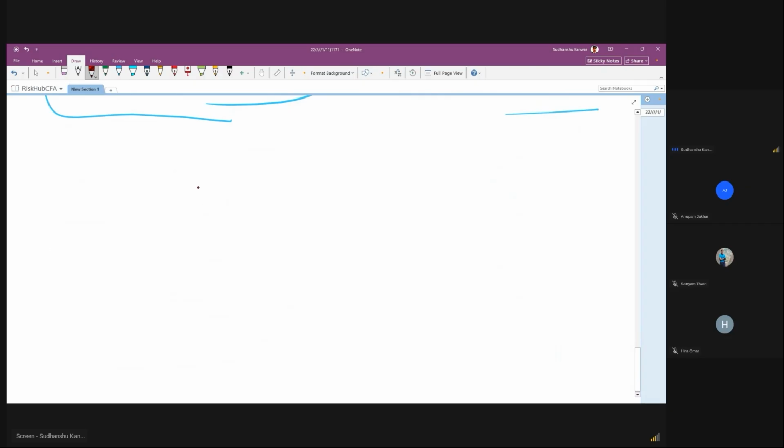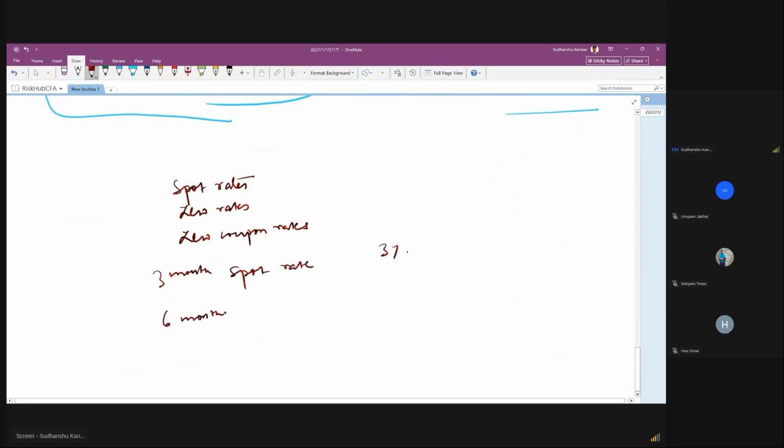Basically, in the real world, there are spot rates, which are also called zero rates, which are also called zero coupon rates, right? In the real world, you have these rates. So you will have a 3 month spot rate, which will be something like 3%. Then you will have a 6 month spot rate, that will be like 3.2%. Then a 9 month spot rate, that will be like 3.4%. I'm just taking easy numbers. Then a 12 month spot rate, then like 3.6%. So in the real world, we will have these kinds of rates.